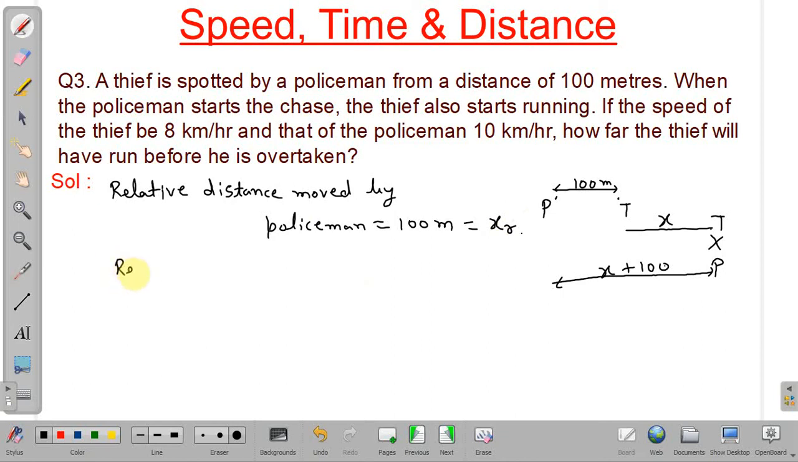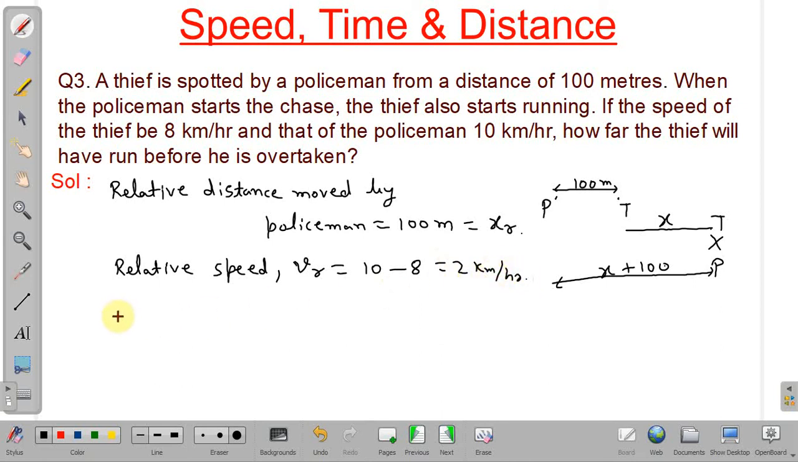And what is the relative speed? Relative speed, as both are moving in the same direction. So if we take this as v relative, it is 10 kilometers per hour minus 8 kilometers per hour. As they are moving in the same direction, we need to subtract. So it is 2 kilometers per hour. Okay.